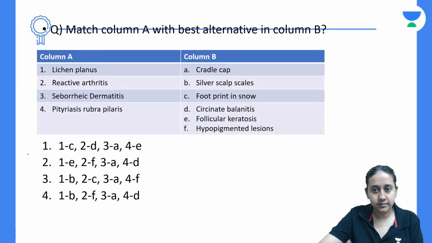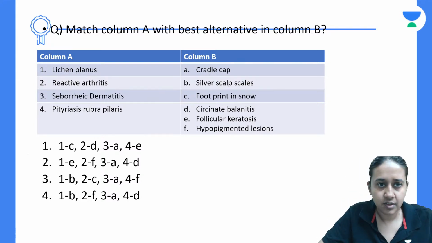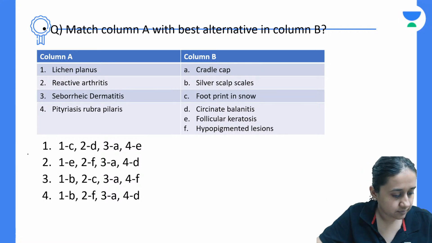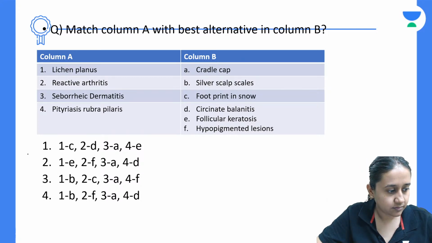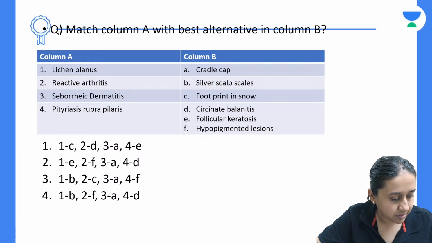Next question. This is a little difficult question if you are targeting FMG, but let's try. Match the column A with the best alternative in column number B.